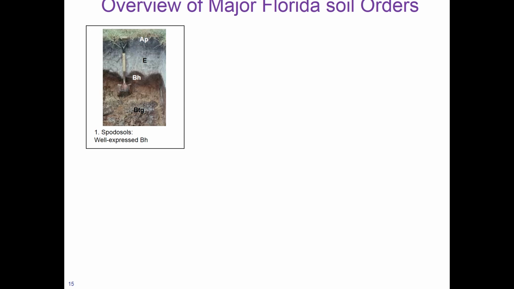I'm going to be using some soil taxonomic terms in future lectures in covering Florida soil phosphorus retention. Therefore, I want to give a brief overview of the most prevalent soil orders of Florida. We'll start with the most common soil order, and that's spodosols, and they're characterized by a well-expressed BH horizon.